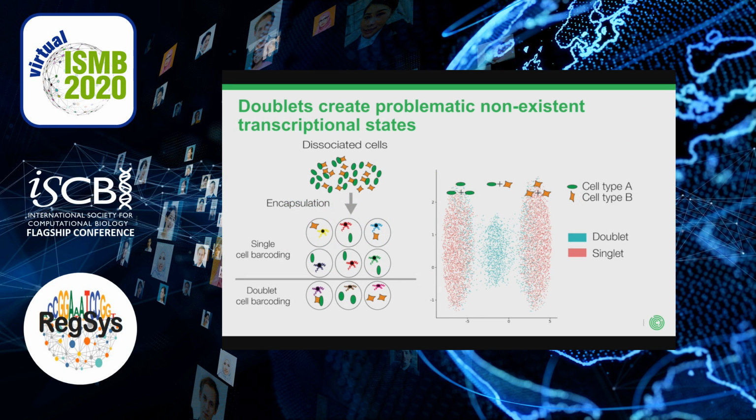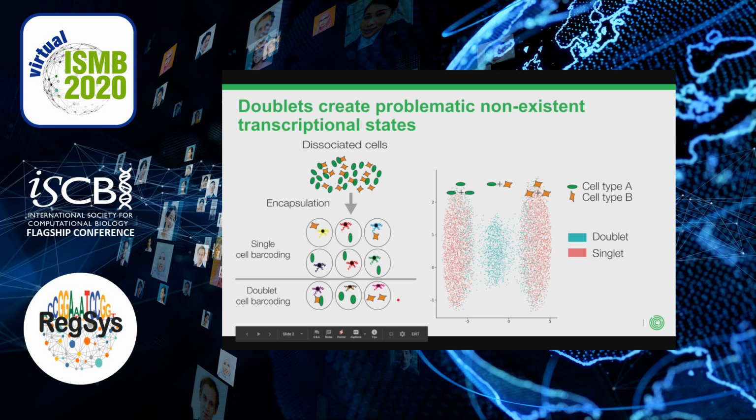So doublets are a problem that are currently still inherent to single-cell RNA-seq. They come about because after you've dissociated your cells, or if you've taken your cells from cell lines, you have to go through the process of encapsulation. During encapsulation, depending on how many cells you load, you will get doublets.